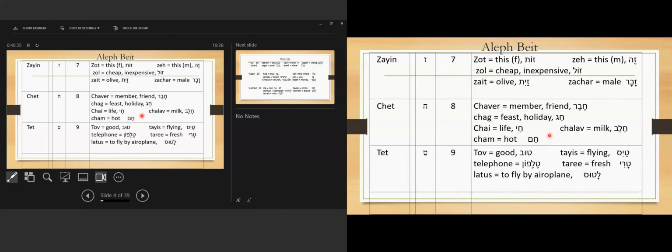Vered is a rose. Pick me a vered, please. And it is spelled v, e, r, e, d. Vered, a rose. Pick me a rose. A vered, a rose. Vatik is a veteran or a senior. Senior or a veteran.